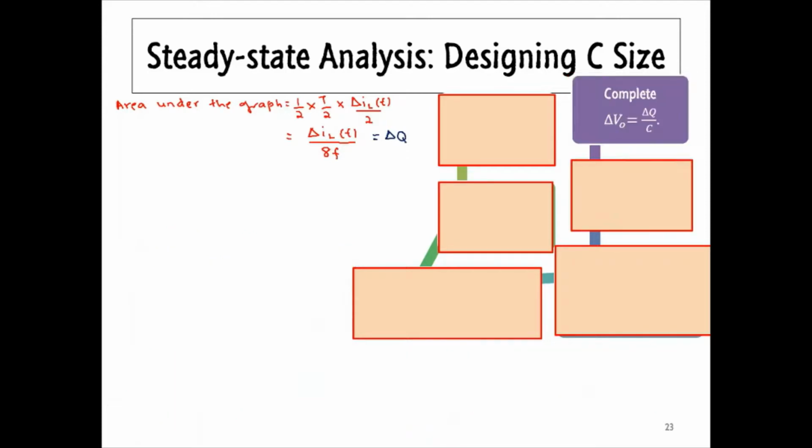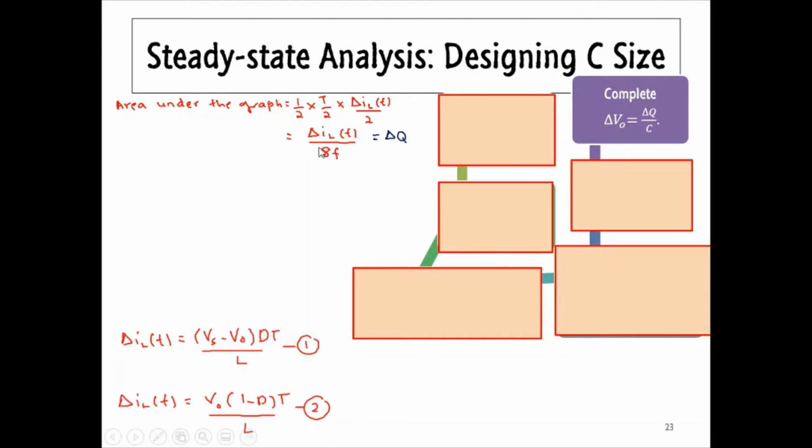Lastly, to complete this equation, we need to find the equation of delta I_L using these following equations. You can choose either equation 1 or 2. For this procedure, I will choose equation number 2, and therefore the equation of the capacitance value can be written as follows.